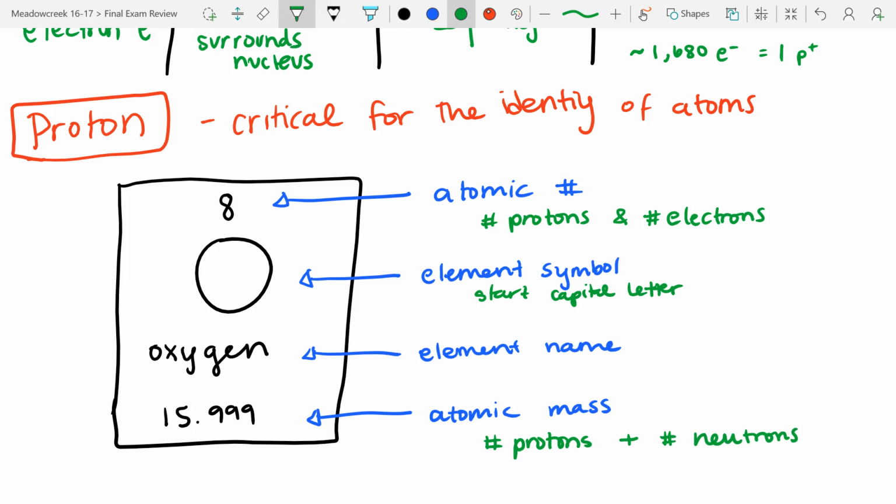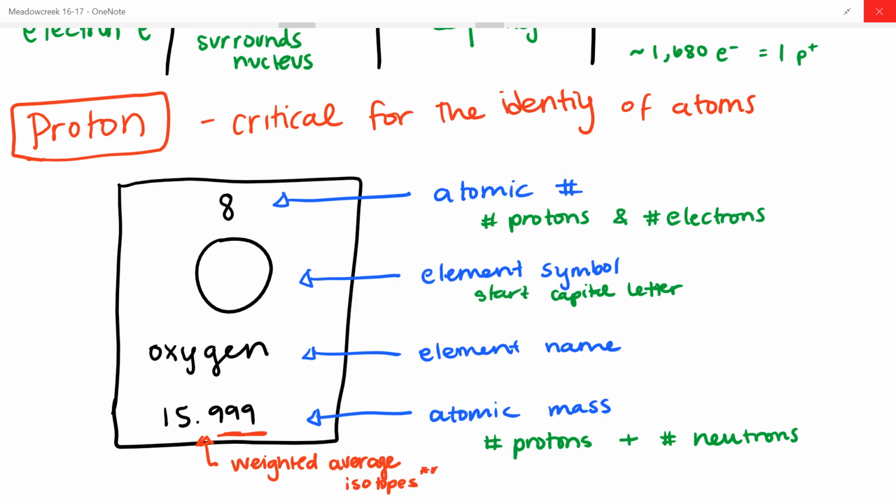And you might be saying to yourself, Miss Nichols, I thought you said we only had protons and neutrons, and you can't have half of a neutron, so why do we have these decimals here? And this is because this number is a weighted average, okay? And we will get into that a little more when we talk about isotopes, okay? So keep that in mind for later. We will come back to it, I promise, okay?